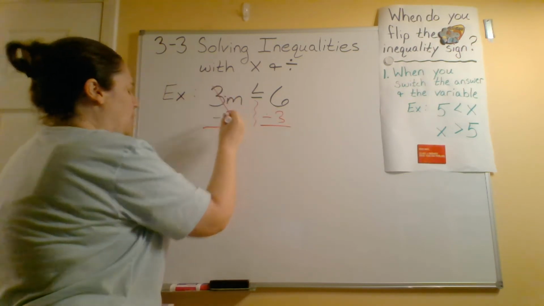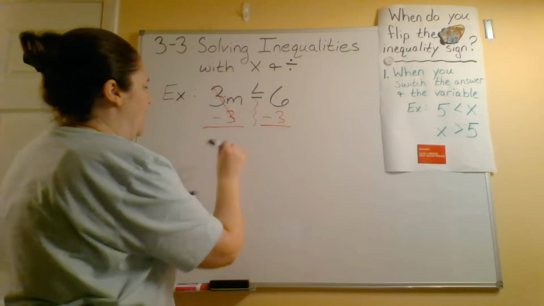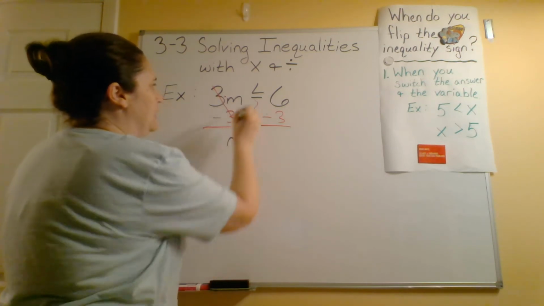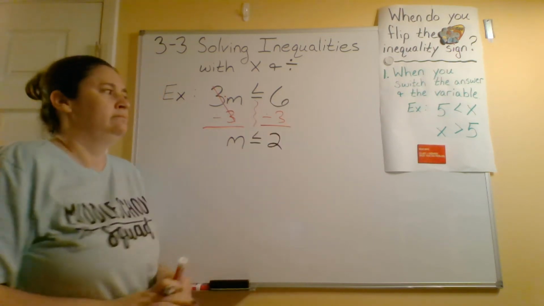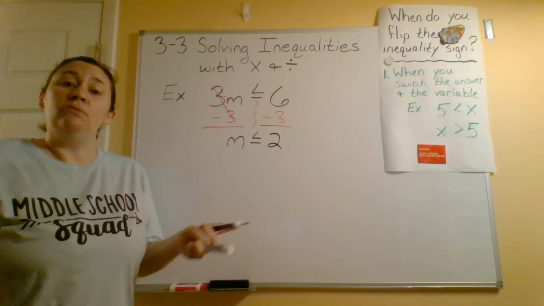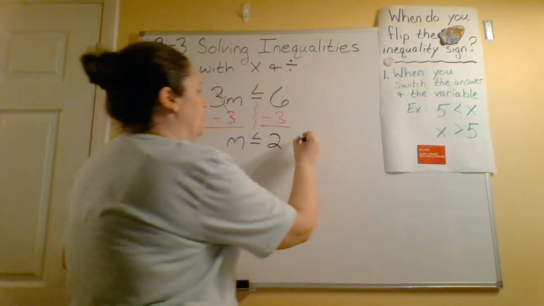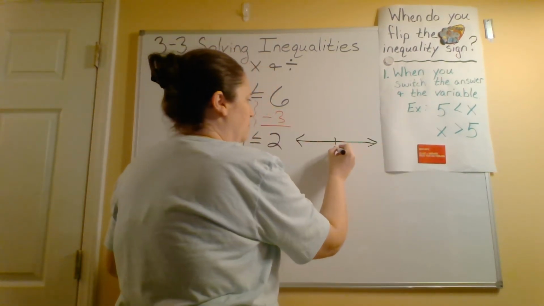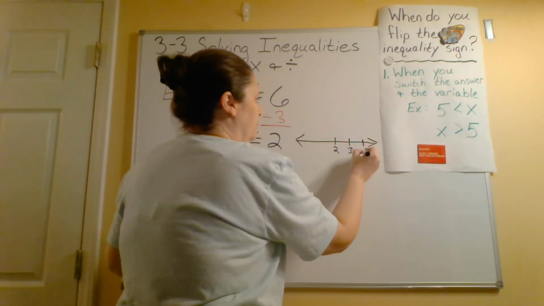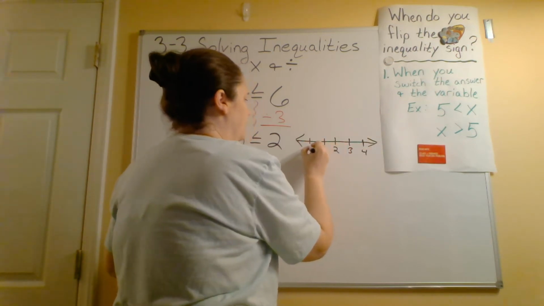So the 3's cross off, and you will have m all by itself is less than or equal to 2. That's it. Then we would graph that answer. We are supposed to graph our answers today. So draw a number line, put 2 on it, put a few numbers around it.